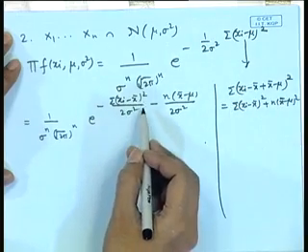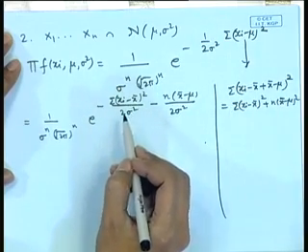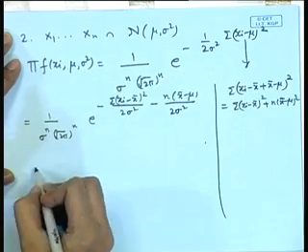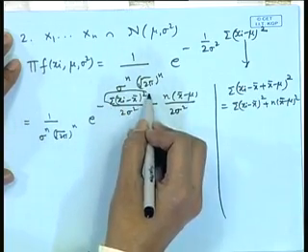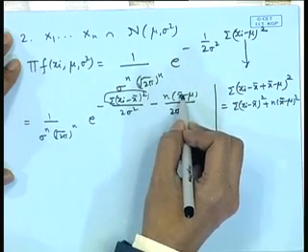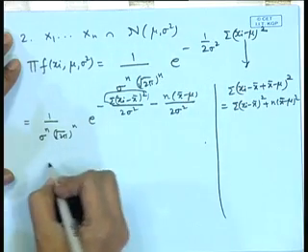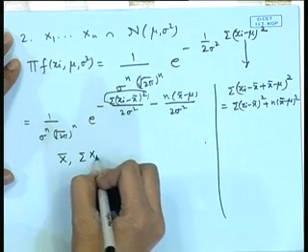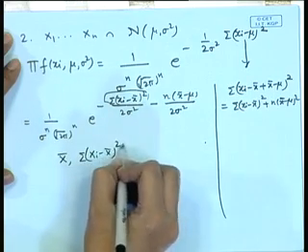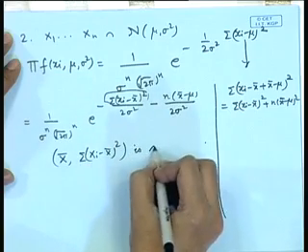So, now you can see here that this is a function of sigma (x_i minus x bar) whole square, and this is a function of x bar. So, we can say that x bar and sigma (x_i minus x bar) whole square are sufficient.